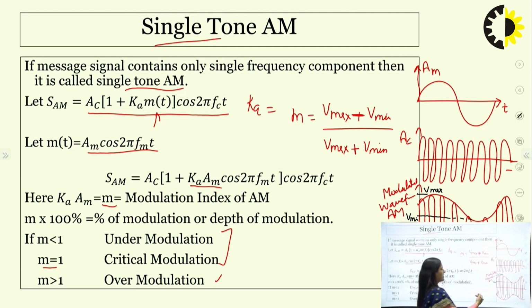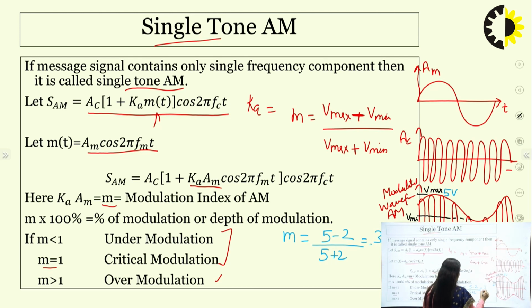If I consider this is your 5 volt V max and V minimum is the 2 volt, so what will be the value of M? So M will be 5 minus 2 over 5 plus 2, that is 3 by 7, less than 1. So less than 1 is under modulation.